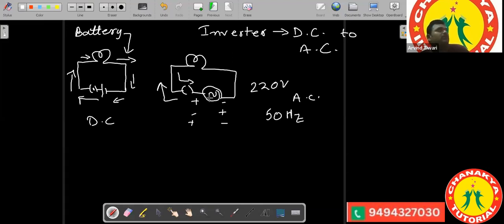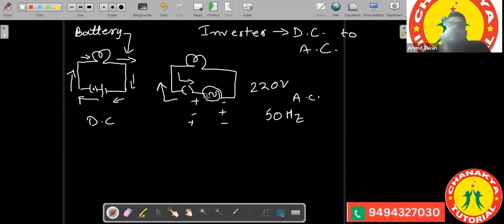So the bulb which you see is not actually running continuously. In fact, the current is coming and going at a very fast rate. Okay, it's 50 hertz.